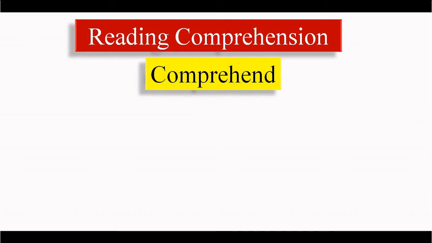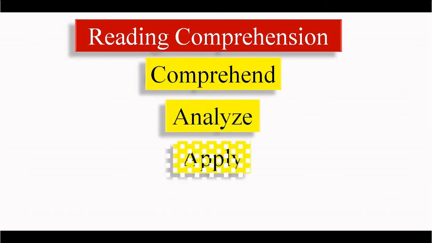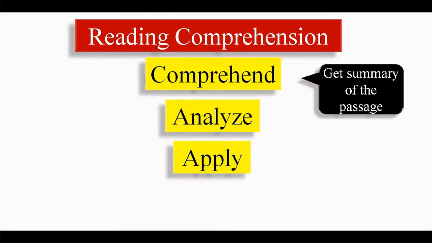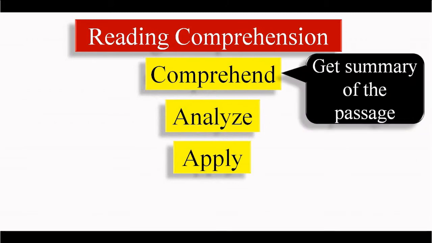So we should understand the sense of reading comprehension to get rid of all the problems. Remember, reading comprehension means comprehend, analyze, and apply. If a reader or test taker understands these three points, he can get rid of all the issues and he or she will never fall for an incorrect option. So what is the meaning of comprehend? Comprehend means getting the summary of the passage. It is not total information but partial information.